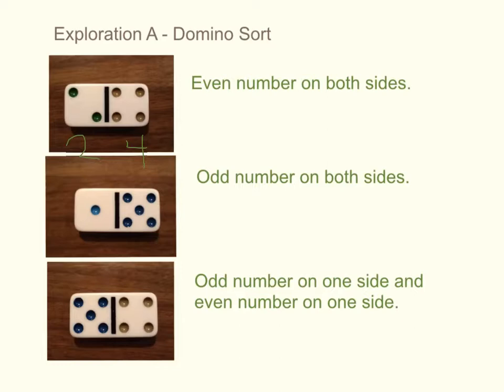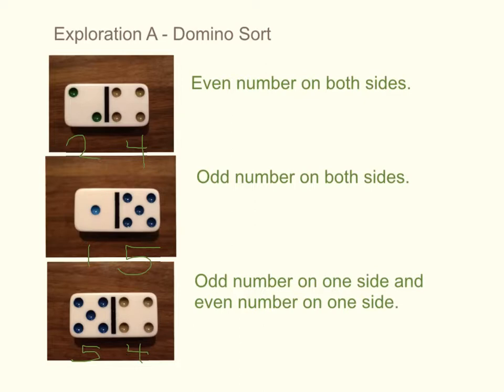If you look at our second domino, we have 1 dot on the first side and 5 dots on the second side. This would be a domino that has odd numbers on both sides. If we look at our last domino and count the dots, the first side has 5 dots and the second side has 4 dots. This would be a domino that has an odd number on one side and an even number on one side.